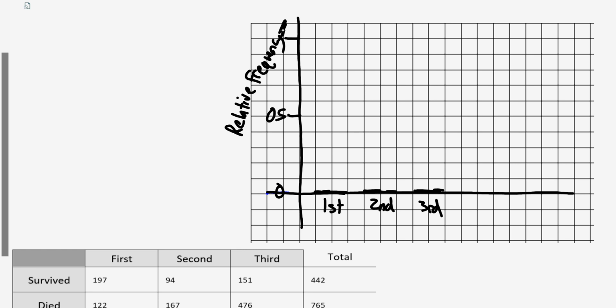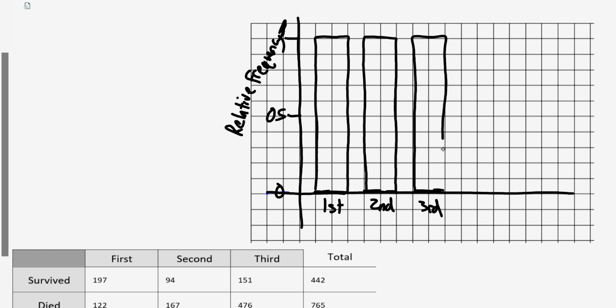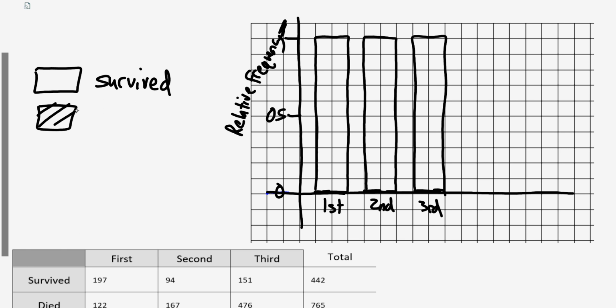And my bars are going to go within that. Now, with a segmented bar graph, they all add up to 100%, so this bar should go up to here no matter which one it is. It's up to us then to figure out within each class what percentage of them survived versus died. So we're going to make survived be like this, and you must have a key. And died will be, actually, I'll just fill them in.